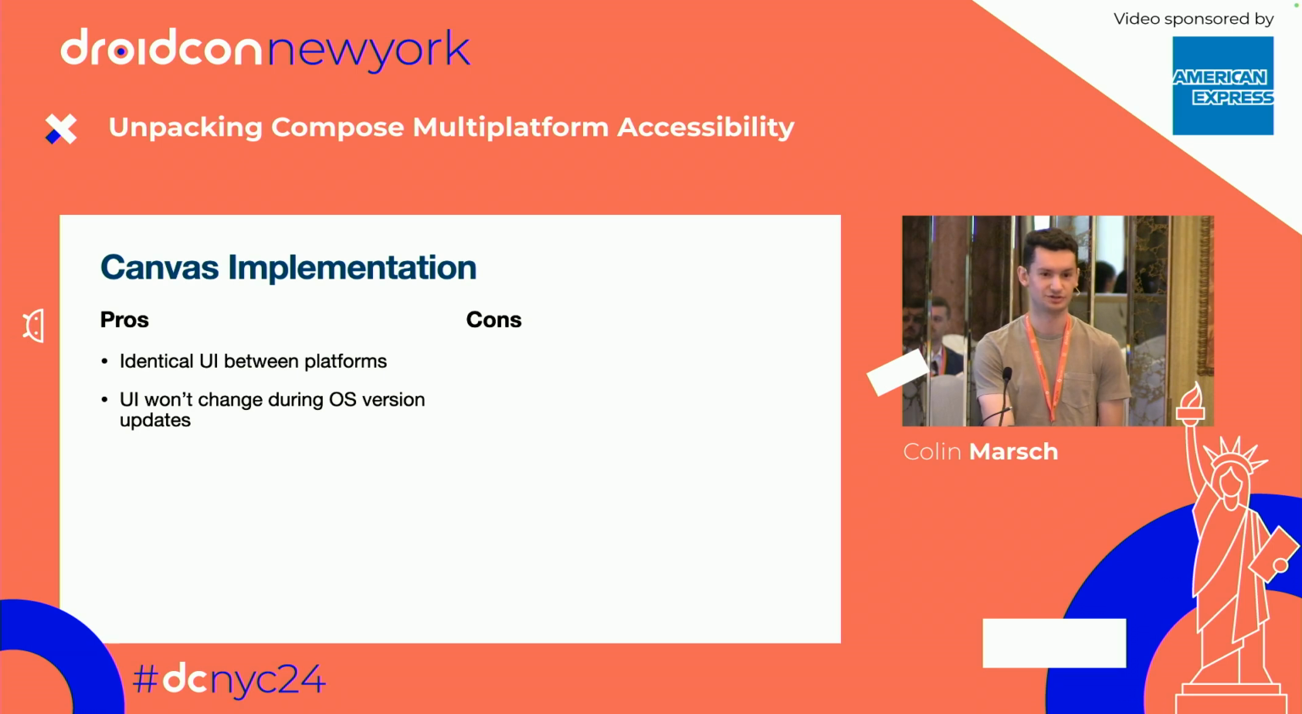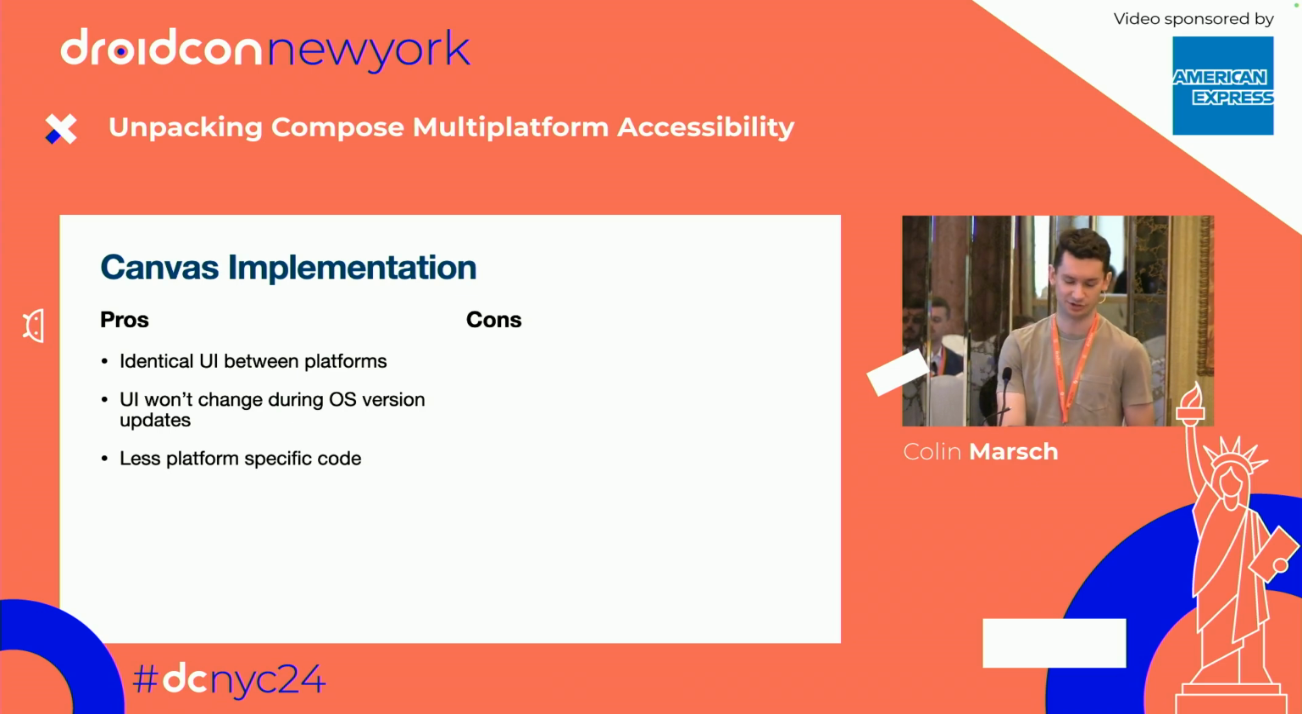Our UI also won't change during any OS updates, so if iOS decides to change what a button looks like in iOS 19 or something like that, that won't affect our app's UI at all. And it enables a bit less platform-specific code. Since this Skiko usage still lives within our Kotlin Multiplatform layer, we don't have to worry about as much iOS side complexity as that gets pulled back into the shared code layer there.